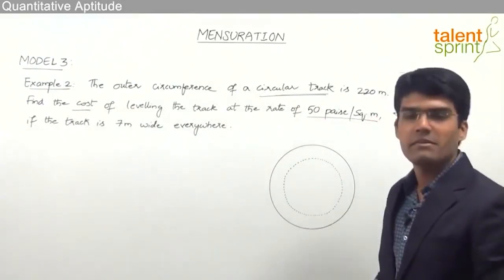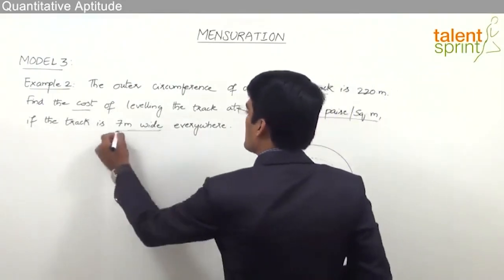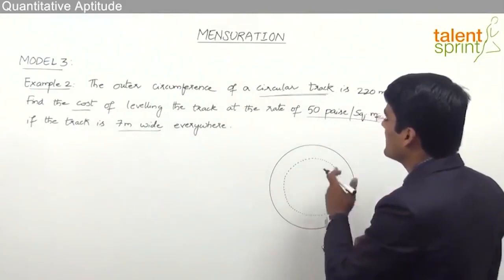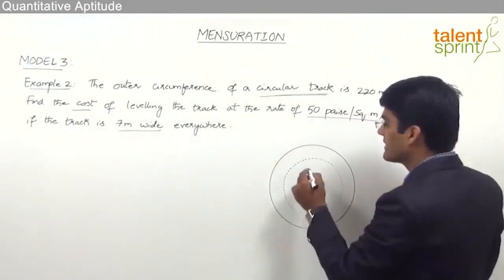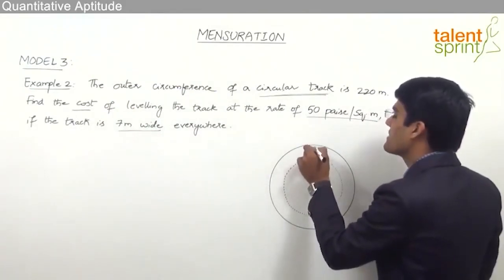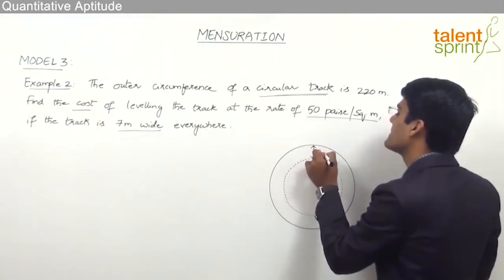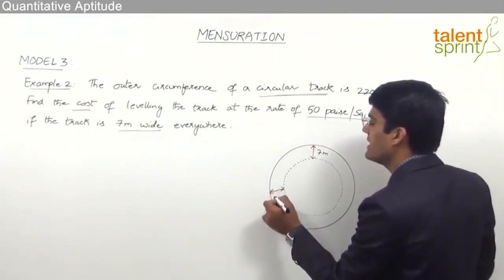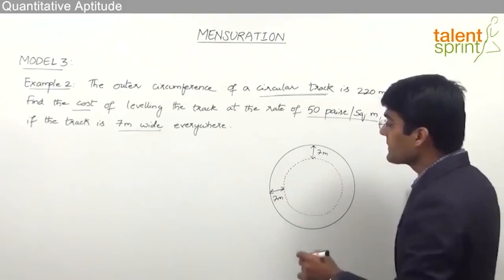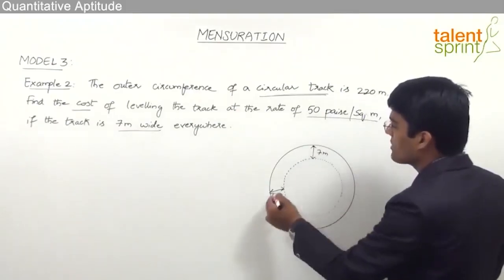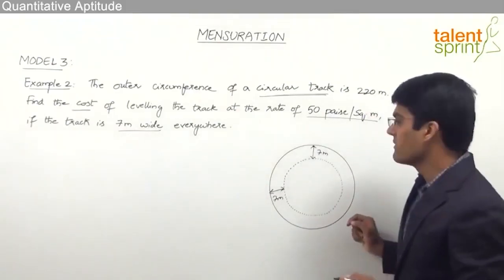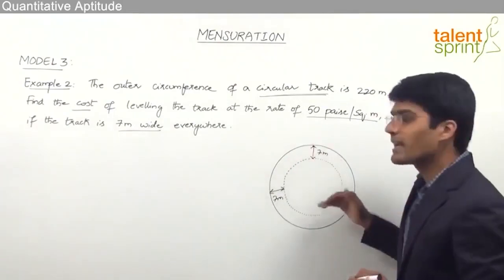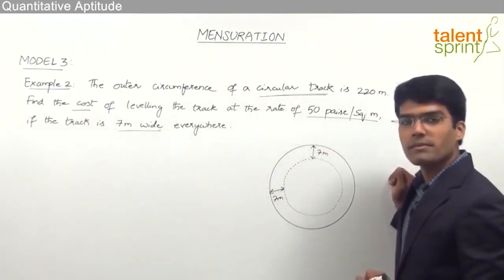And this track is 7 meters wide everywhere. So we can assume that the circular track here is as shown. This is like a circular track which is 7 meters wide everywhere. The width is 7 meters along any direction. And the outer circumference is 220 meters. We have to find out the cost of leveling the track at the rate of 50 paisa per square meter.